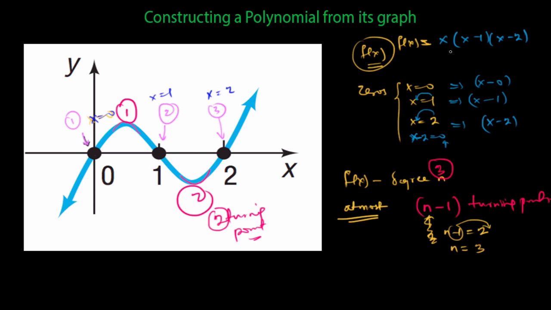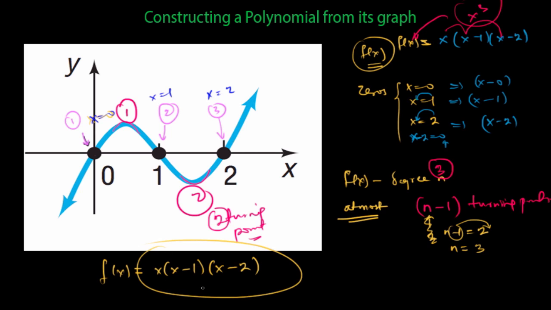Now when we come here, we observe that x times x times x is going to give us x cubed. So the degree of this polynomial is 3. You shouldn't do anything else. That tells you that the formula for this polynomial is f of x equals x times x minus 1 times x minus 2. This is the polynomial that has this graph.